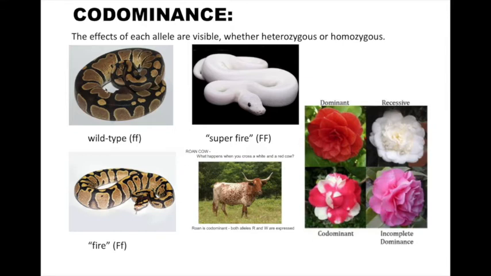When I take the wild type ball python and I combine it with the super fire ball python, I end up getting something that has some of the normal coloration of a ball python, but I do see a lot of the white here because of the super fire being expressed. So codominant, in different areas, you see different parts of this being expressed. It's not a blend of the two, which we would see in incomplete dominance. It's actually the red and the white, or the white and the brown, actually being expressed in the organism.